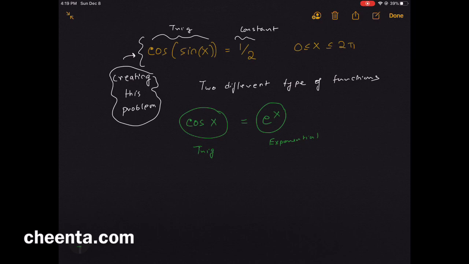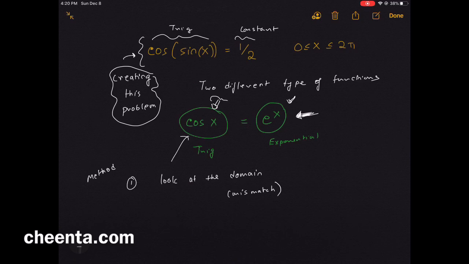And then you look at the domain. The trick of solving these problems is you look at the domain, and that's method one. You look at the domain and there is usually a mismatch. Search for some sort of a mismatch. Maybe the domain of this or the range of this doesn't work with the domain of this or something like that. I'm not talking about this particular problem, but in general I'm giving you a general idea.